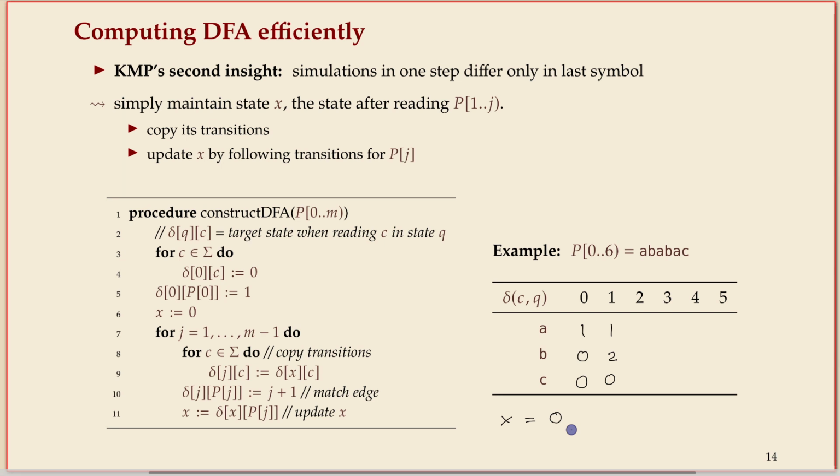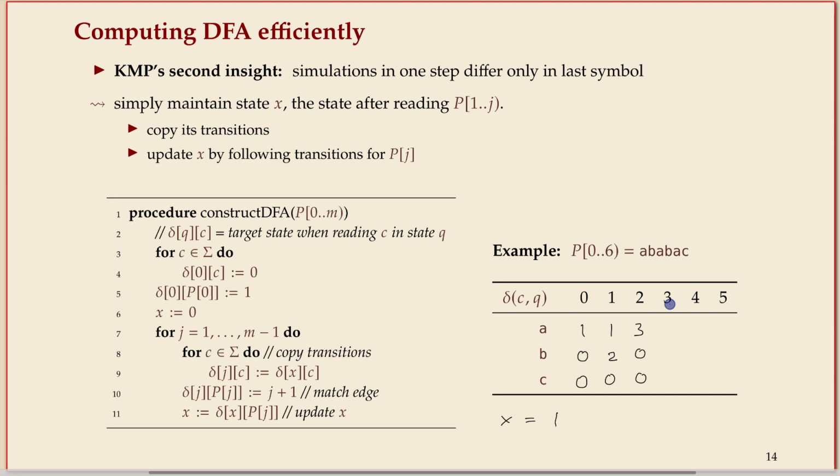Let me do it one more time. We copy the column 0, because that's where X is, 1, 0, 0. And we update the match edge. We should go with an A to 3. That's that. Last bit, update the edge here. So we're in state 0, and we read an A. That brings us to state 1. So x has now become 1.